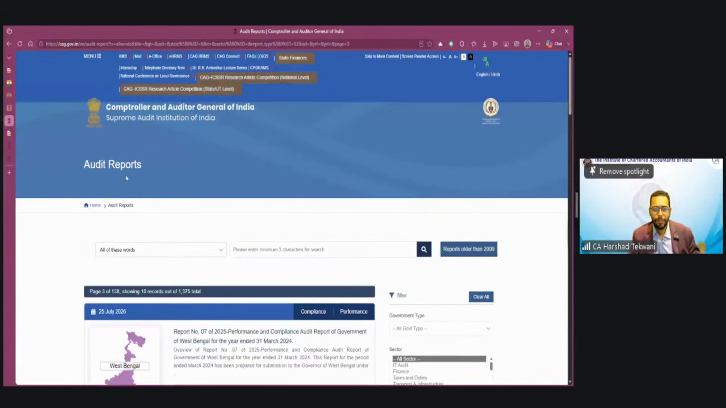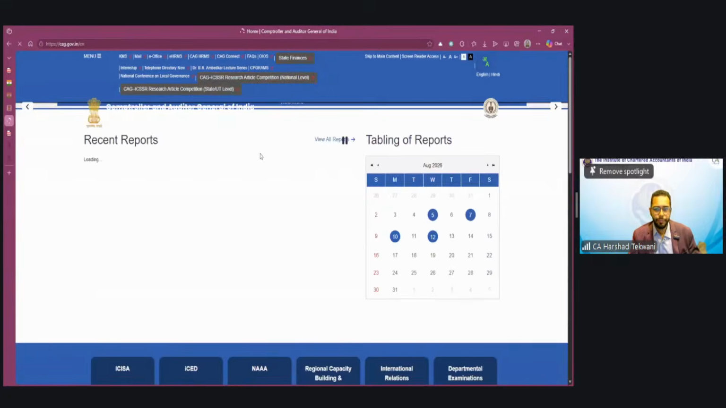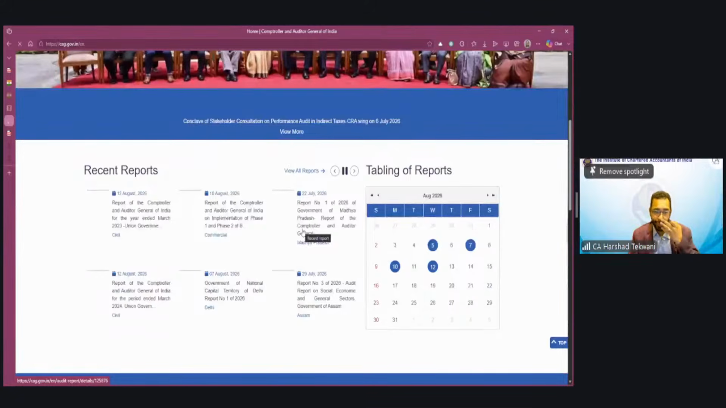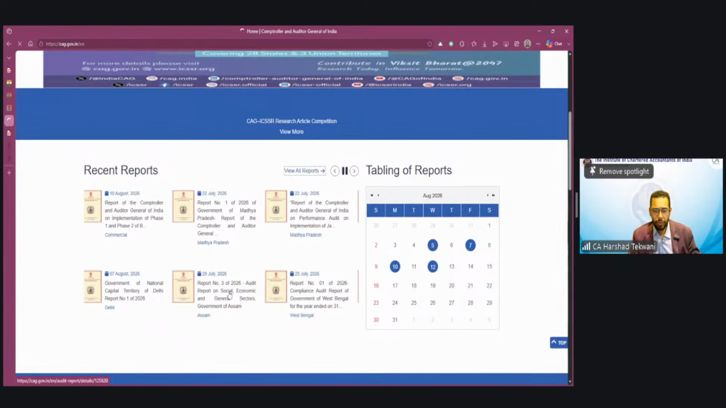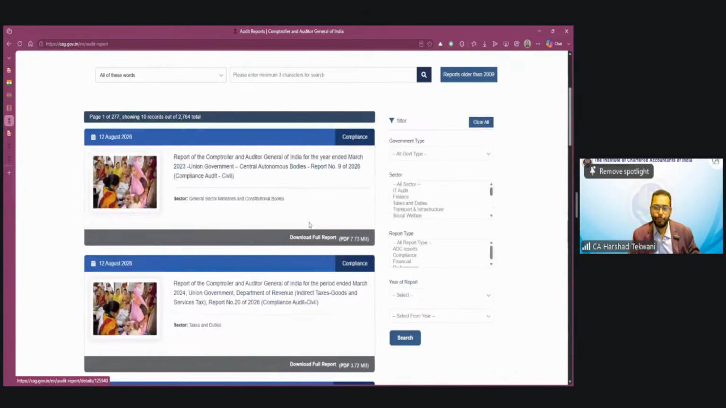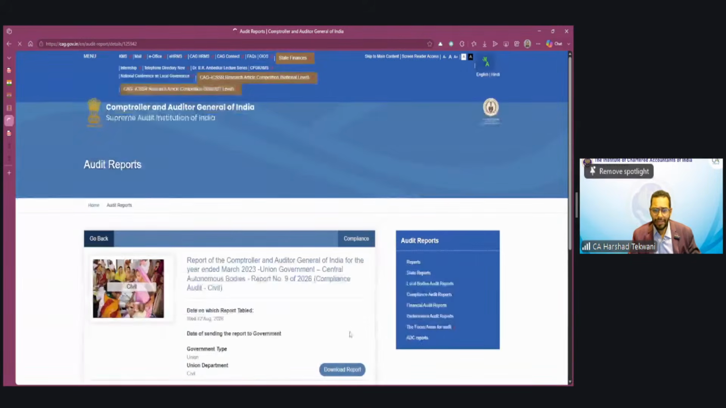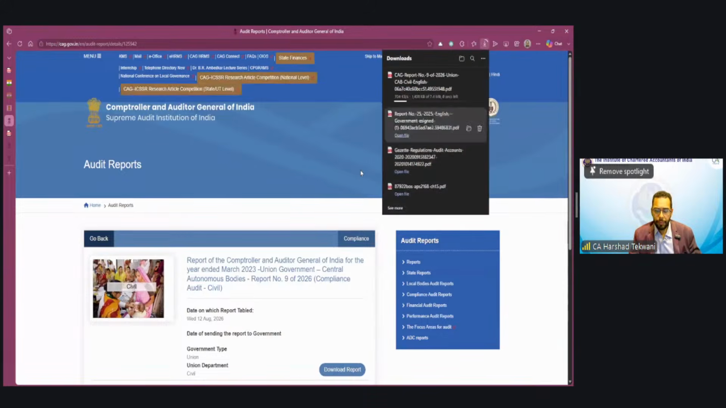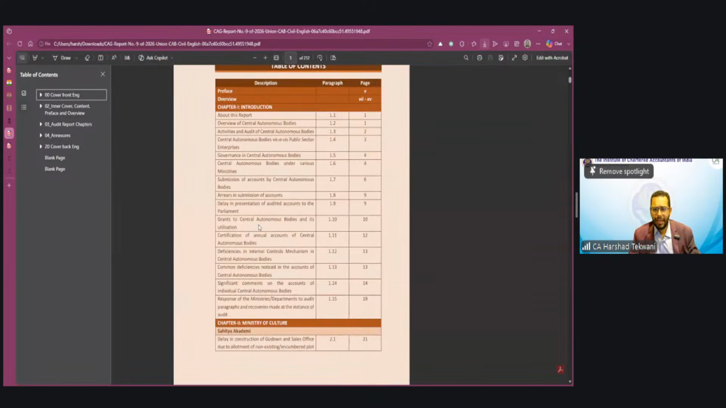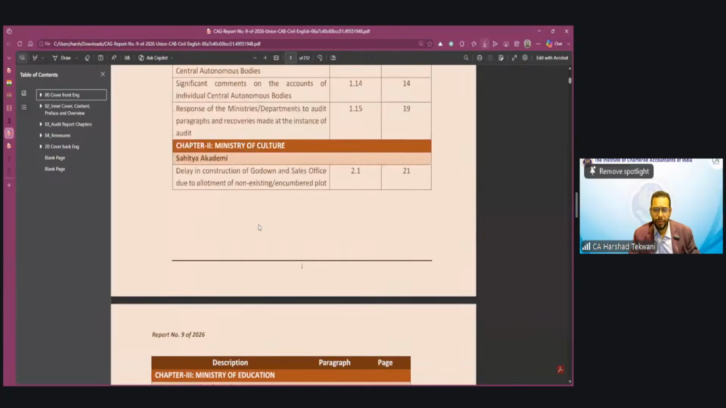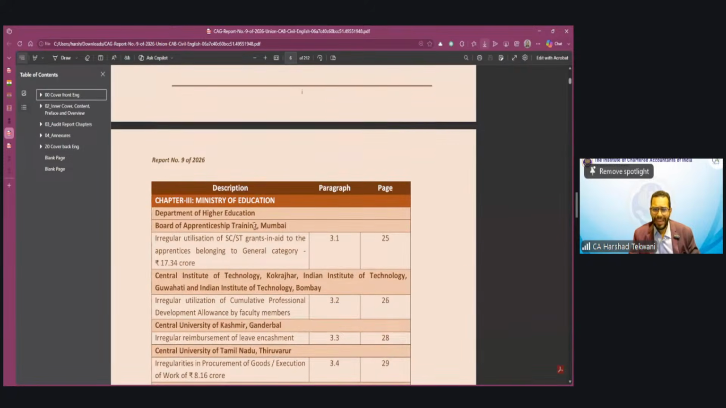Let me go back to the home screen. Let's see all the reports, and over there let's select one of the reports. So this is the Central Autonomous Bodies Compliance Audit Report, Civil. Okay, let us select this one. Let me open this report. Again, on similar lines, this report will also show you all these things. This is on the various Central Autonomous Bodies.